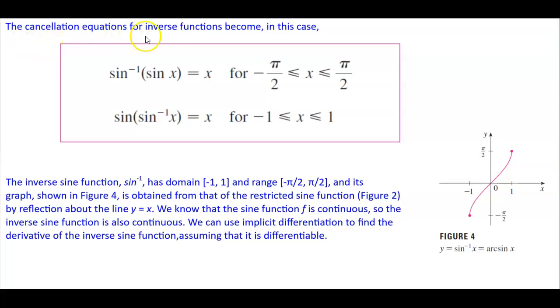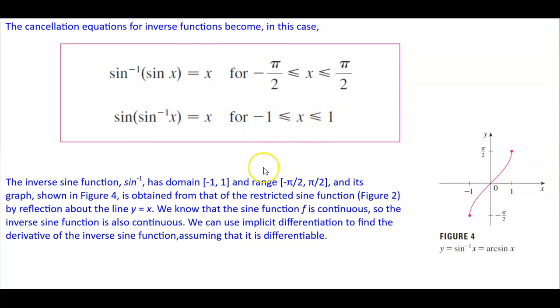The cancellation equations for inverse functions become, in this case, the sine inverse of the sine of x is going to equal x for when x is in between negative pi over 2 and pi over 2 inclusive. Now, the sine of the sine inverse of x is equal to x for when x is in between negative 1 and 1.